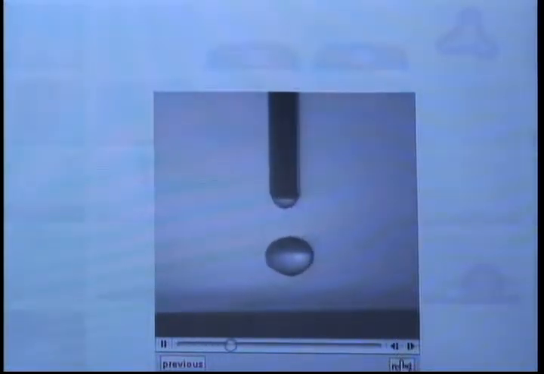Again, I think these are changing the surface chemistry. So this one's a little more hydrophilic, right? The drop wants to stay on it. Yeah, so that one sort of spreads and then sticks. That was fluid on fluid or was it fluid on solid? No, these are all fluid on solid.